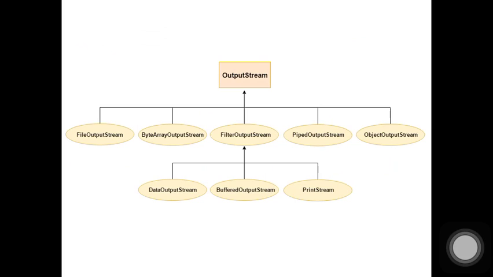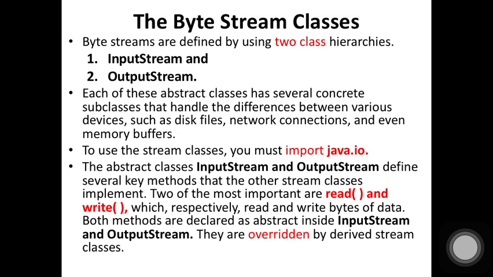And output stream classes usually define file output streams, byte array output streams, filter output streams, data output streams, print writers, and so on. We will see those things whenever we require. Next, the byte stream classes. The byte streams are defined by using two classes.